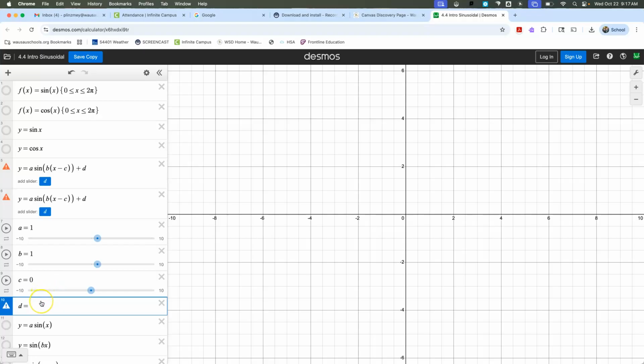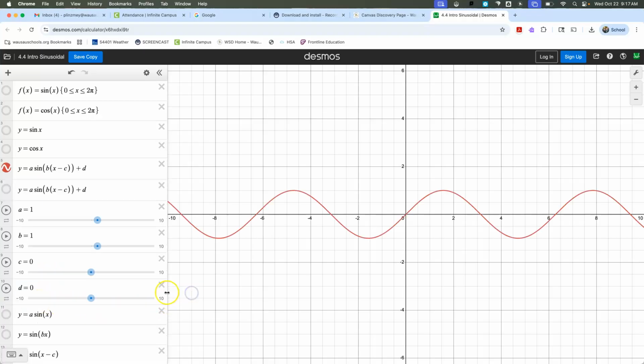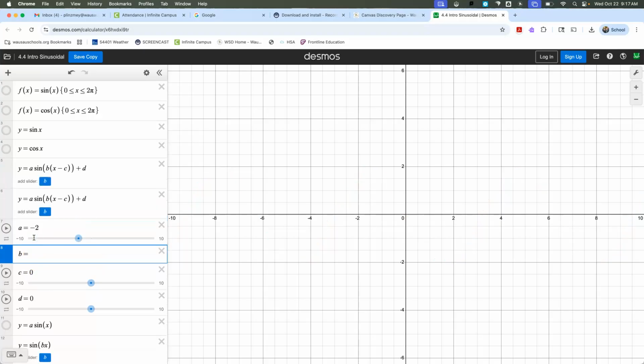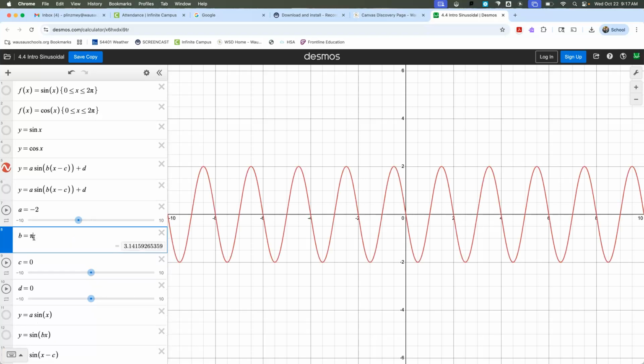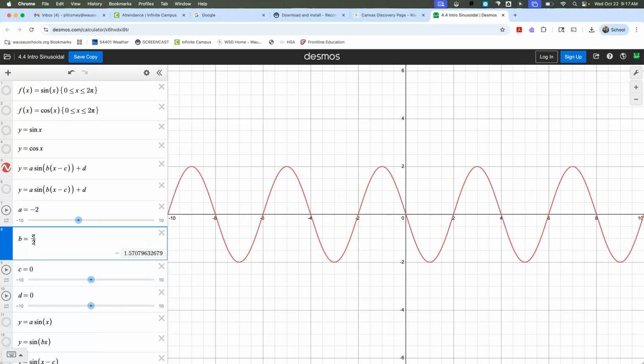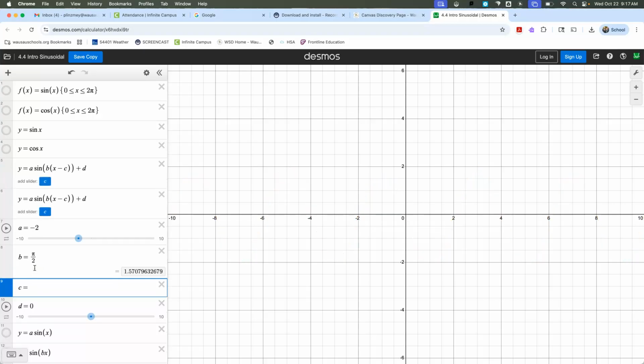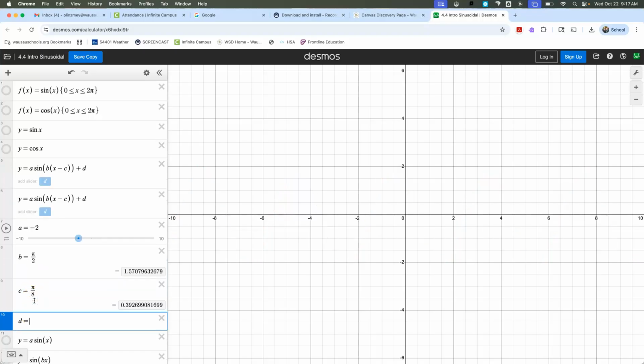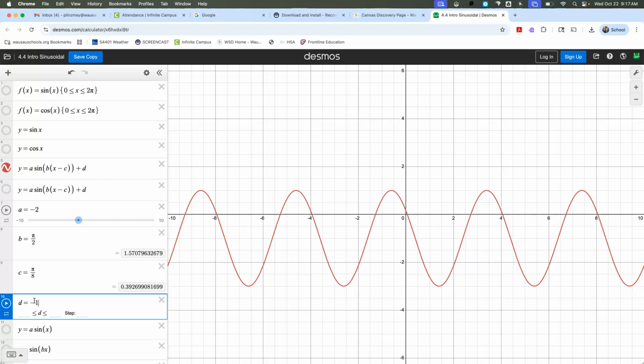Whoa. No, I don't want to add a slider. Okay? So when it's all said and done, we're going to combine all 4 of those. So we might give you a function along the lines of A is -2. B is pi divided by 2. Okay? C is pi divided by 8. And D is -1. And you would graph that function.